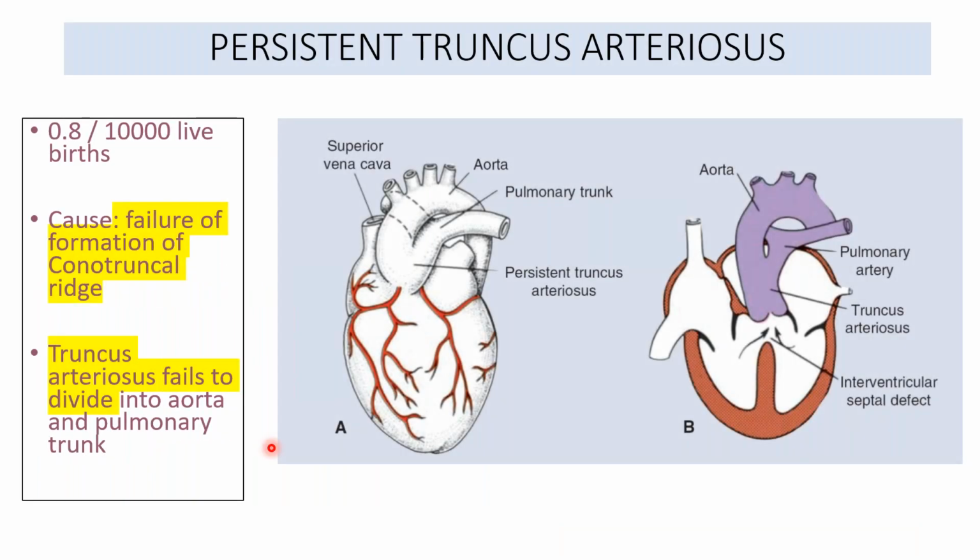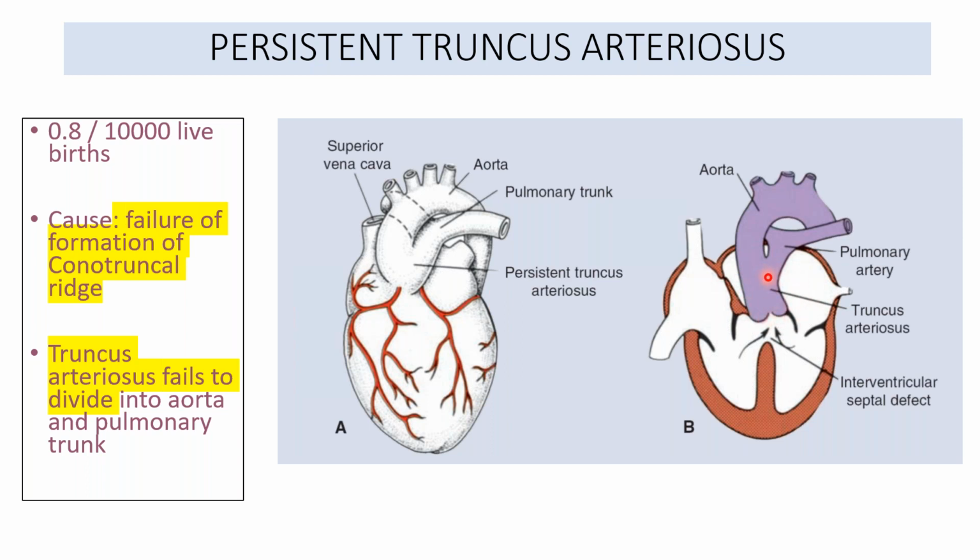Now we come to the second part, which is the persistent truncus arteriosus. This has a lesser incidence of 0.8 per 10,000 live births, and this is because of the failure of formation of the conotruncal septum. So the conotruncal septum has not formed at all. If the conotruncal septum has not formed, then what will happen? The truncus arteriosus will not be partitioned. This is the truncus arteriosus part, which had to develop into the proximal part of the aorta and the pulmonary artery. So this part has not formed. So the pulmonary artery and the aorta proximal portions will be fused together. They will be a common truncus. So this is also called the common truncus arteriosus.